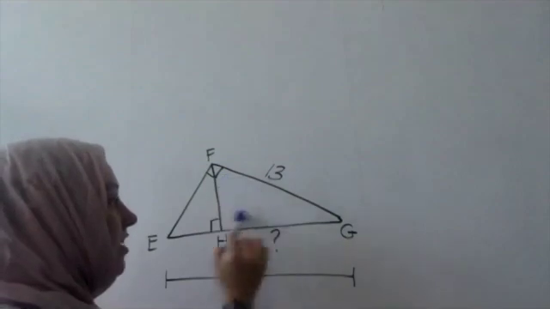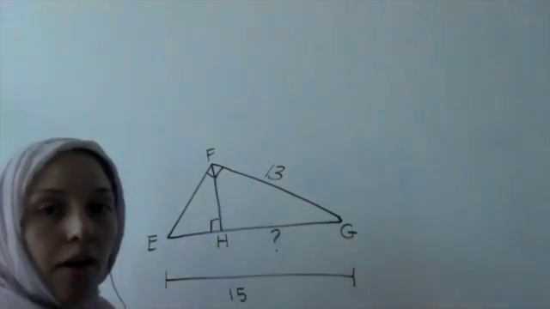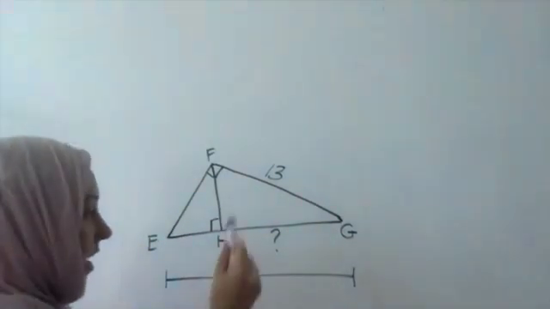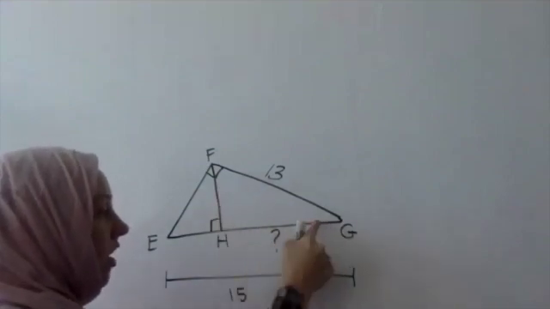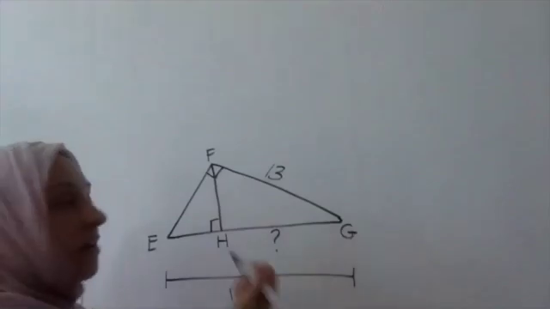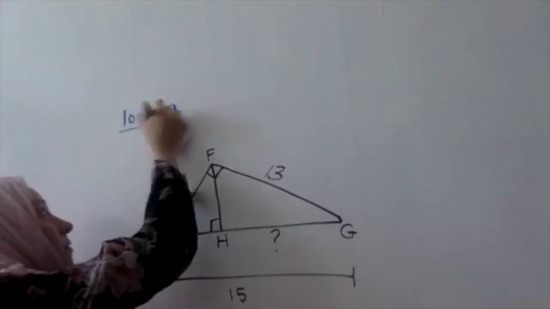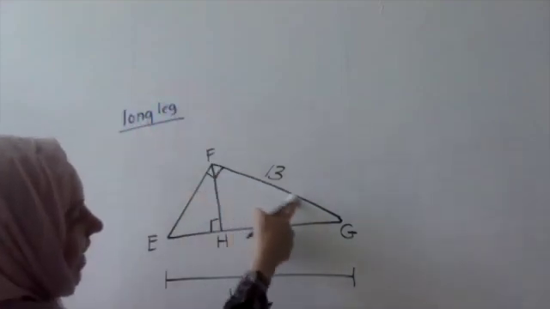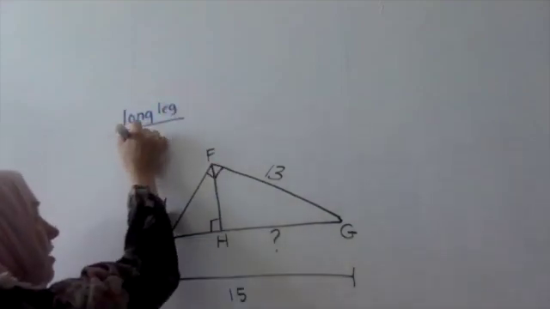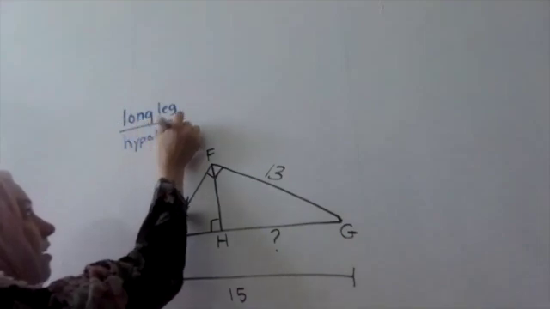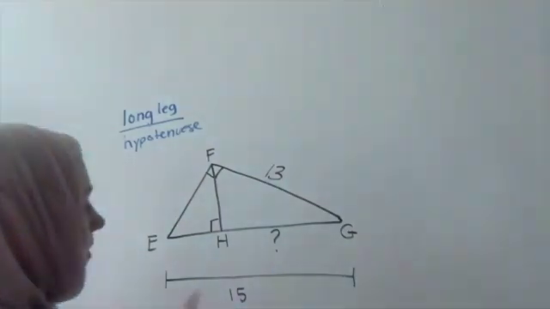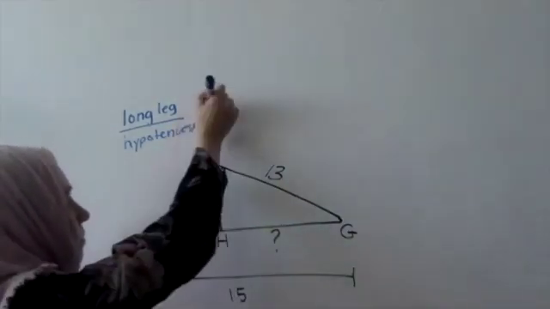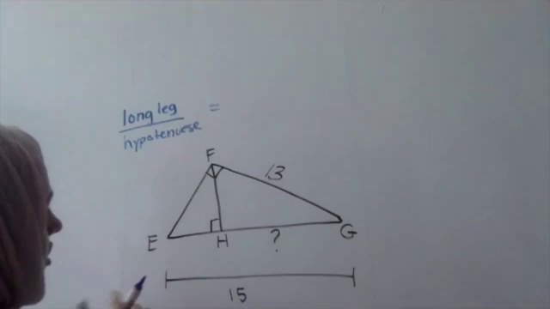Okay, so this is the one we want to find, this side, right? So I'm going to look at this triangle first, because I know I need to find one of these sides. So this side, what is it? It's the long leg, right? Yeah, the long leg. And the side I know here is the hypotenuse. So this is going to be my ratio, because these are the two sides that I know. Then I'm going to plug it in.